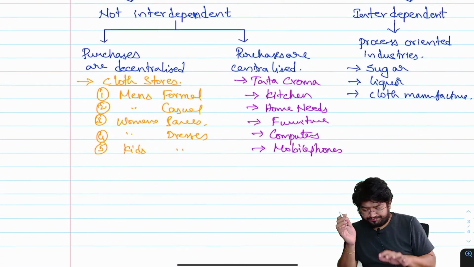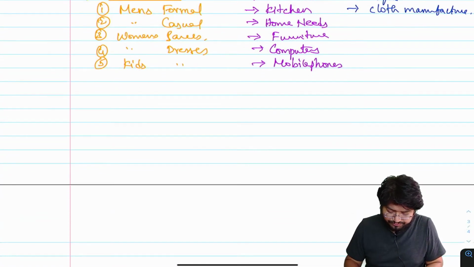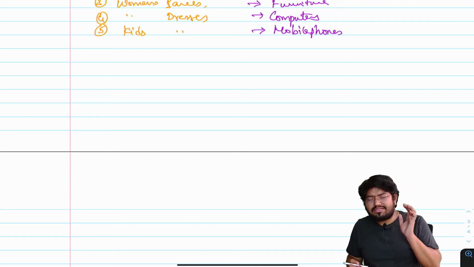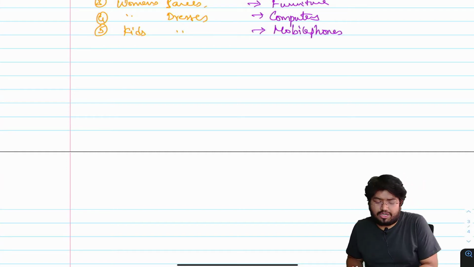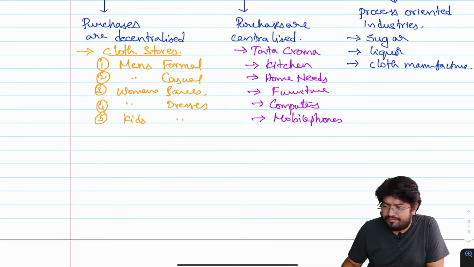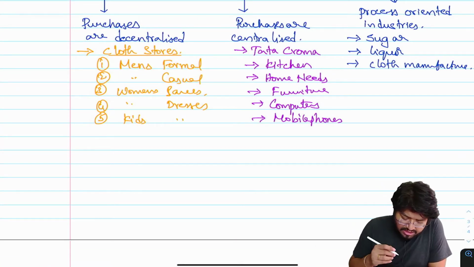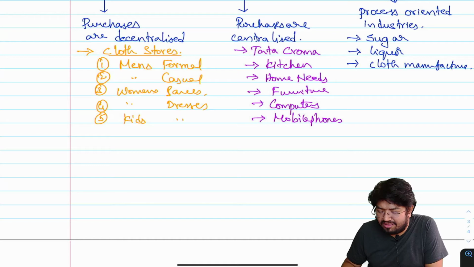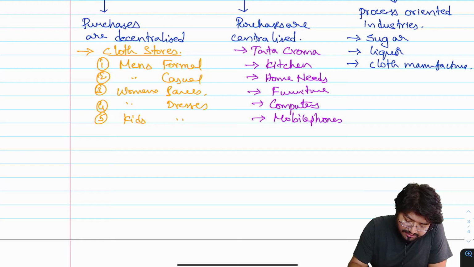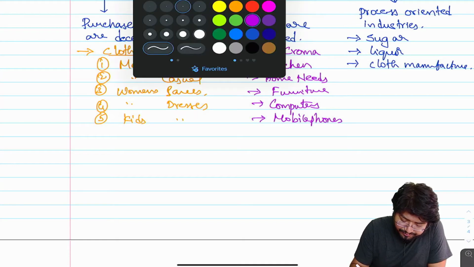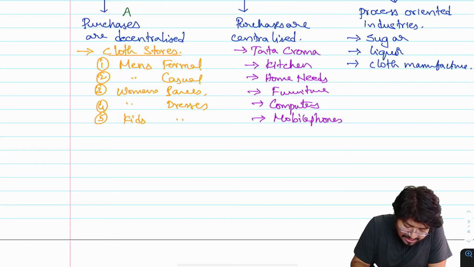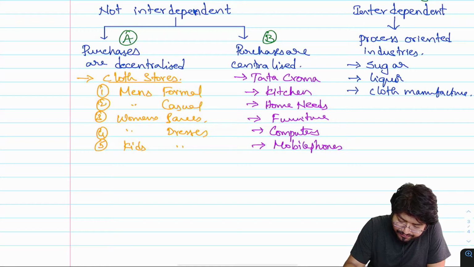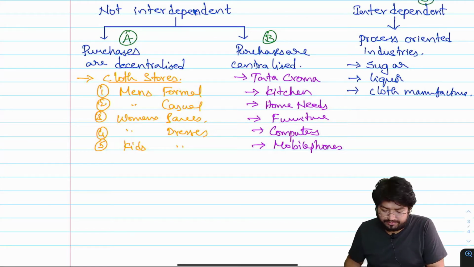Okay, now how does accounting happen is what we need to look at. Okay, now when it comes to accounting, your method of accounting for purchases where they are decentralized is different, purchases where they are centralized is different, and purchases where it is a process oriented industry, it is different. Okay, now I will consider this as category A, this as category B, and this as category C, and let's do it.